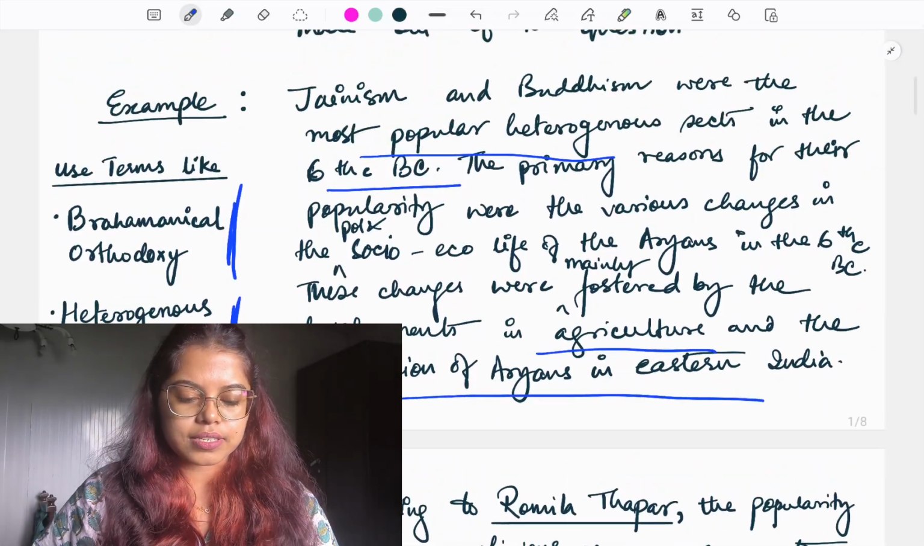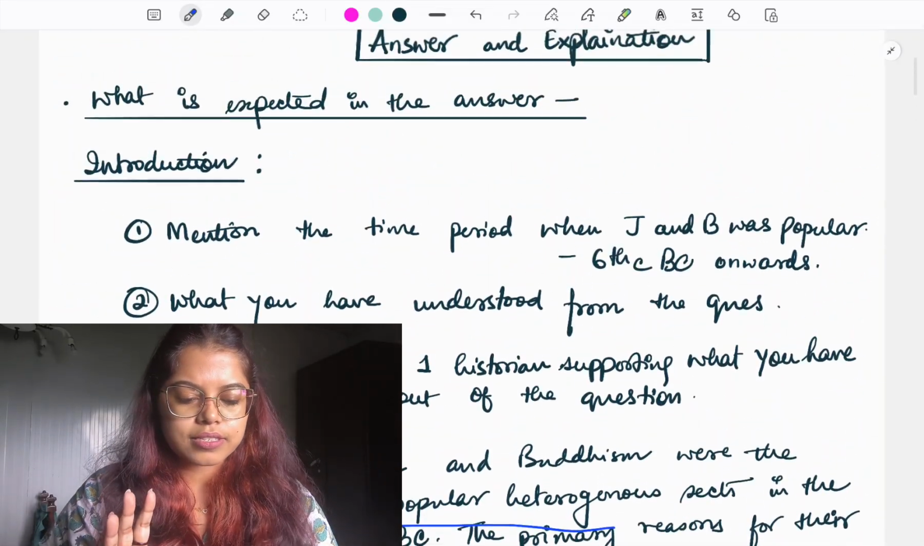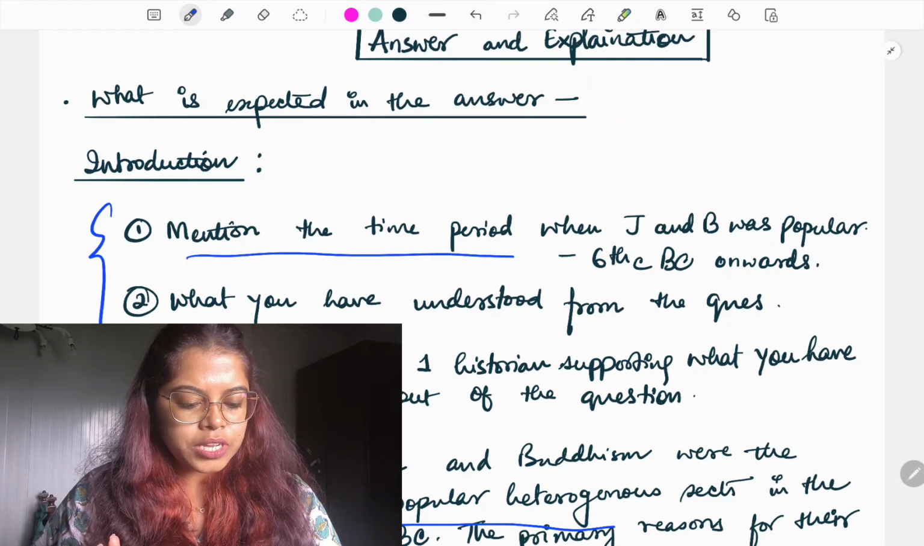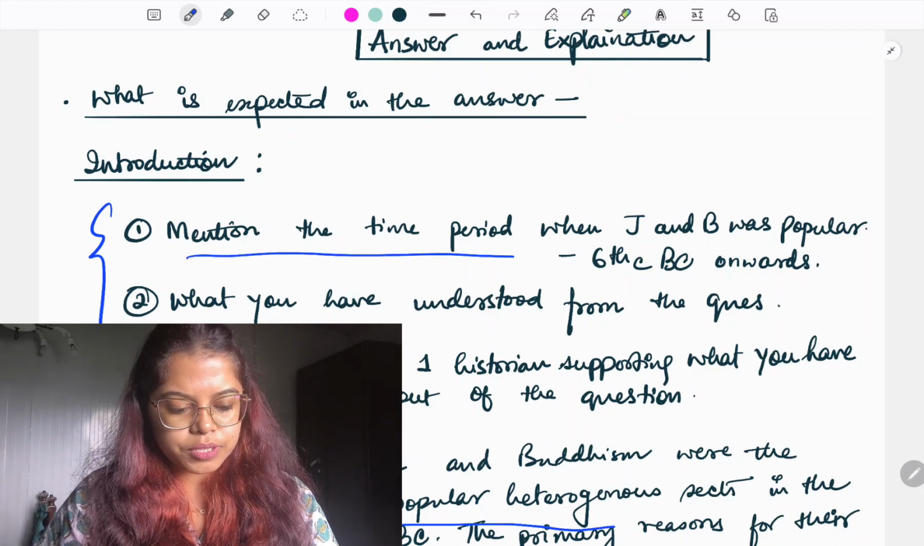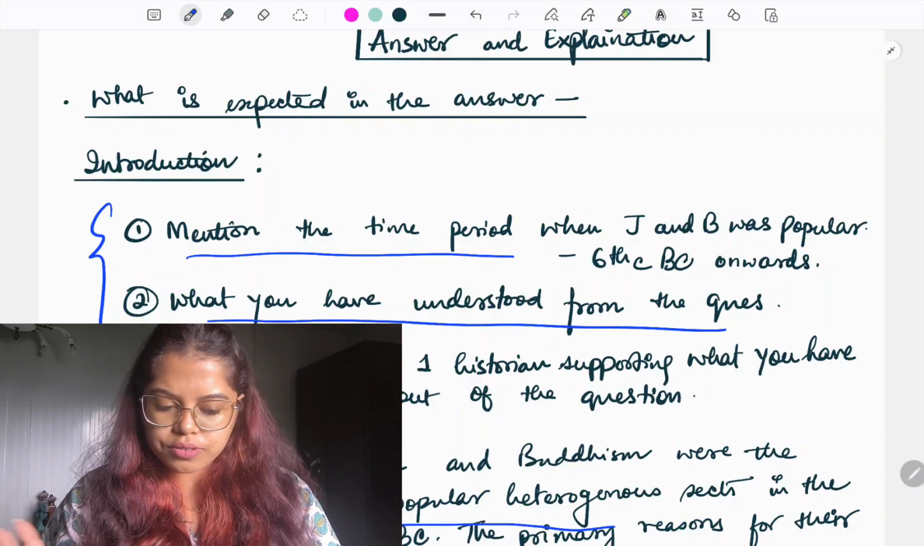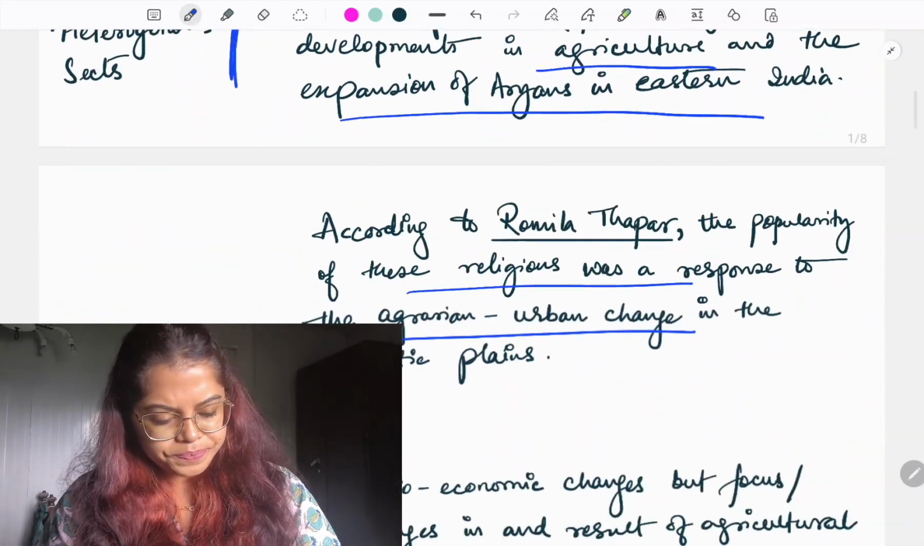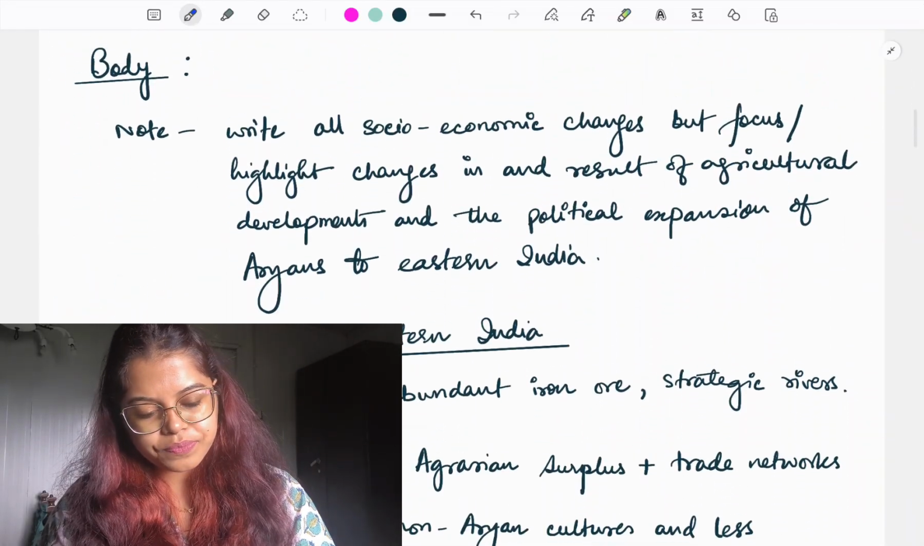Right now, we are discussing this question. The model introduction could have been like this. These were the basic things that should have been included. Okay? So mention the time period of Jainism and Buddhism, then what you have understood from the question, and the view of at least one historian. Right? Next, let us move to the body.